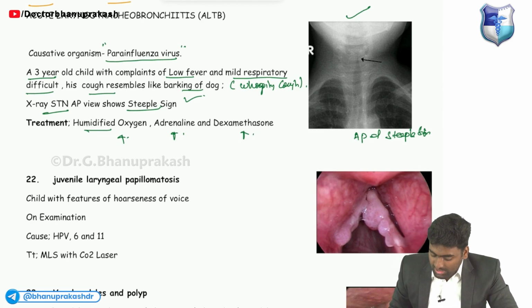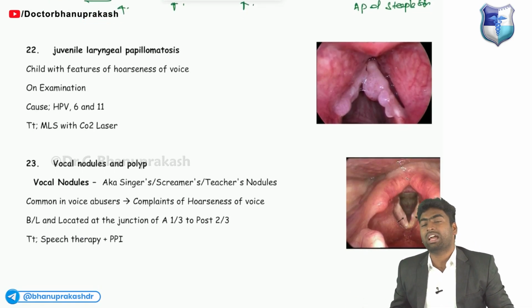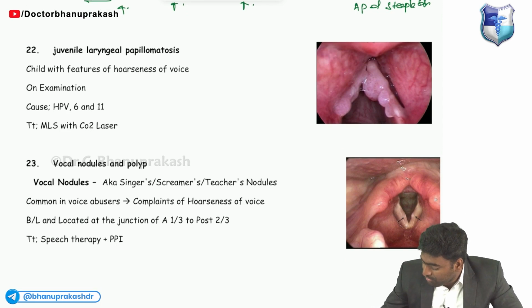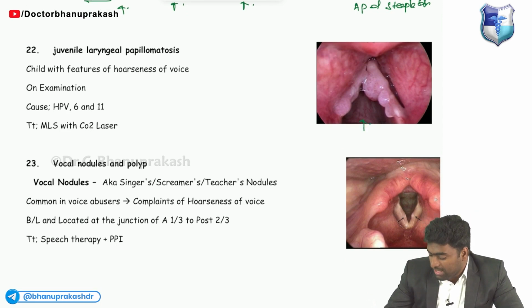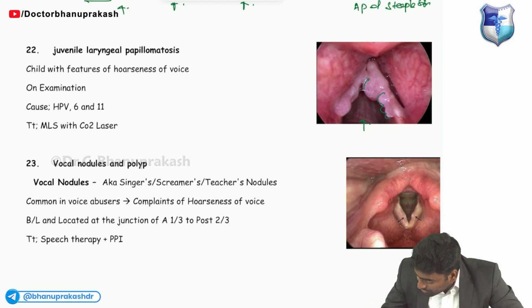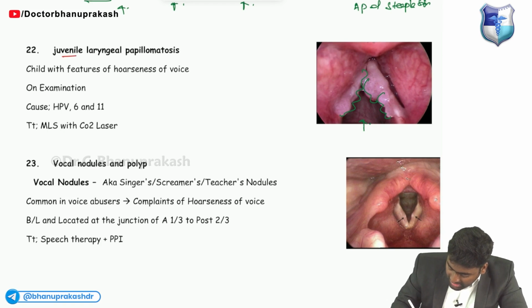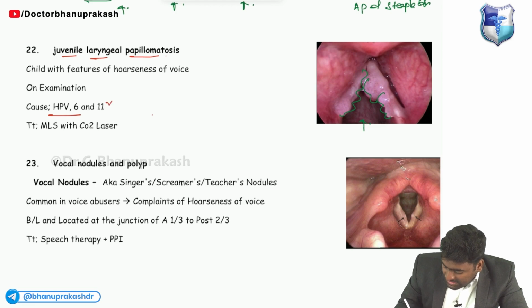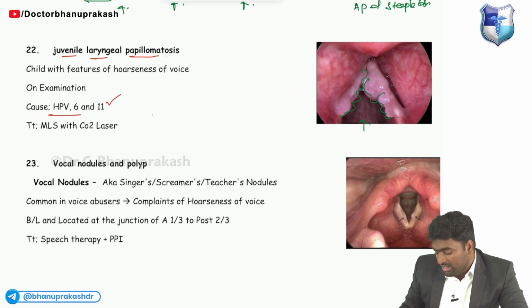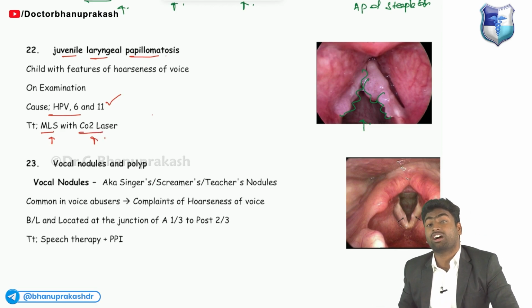Next, you see a child who is presenting with hoarseness of voice. You plan to do a laryngoscopy, and on laryngoscopy you will be able to see multiple outpouching structures. So it is juvenile laryngeal papillomatosis. The causative agent is HPV 6 and 11. For treatment you will do microlaryngeal surgery with carbon dioxide laser.